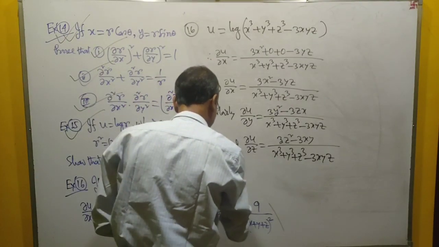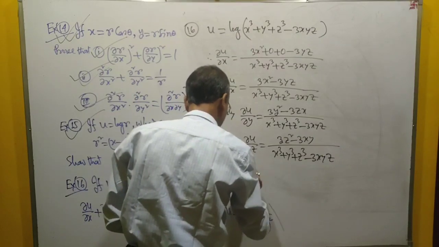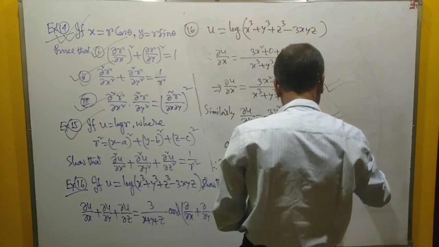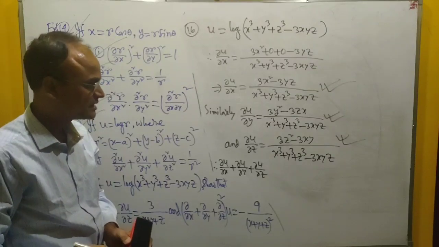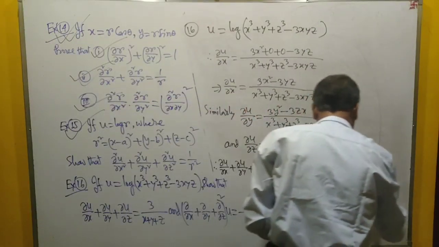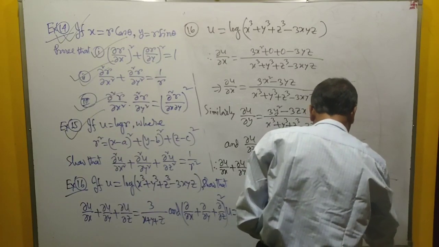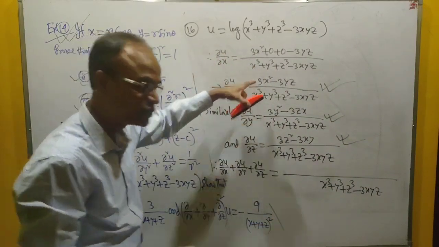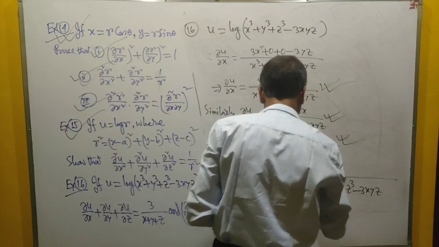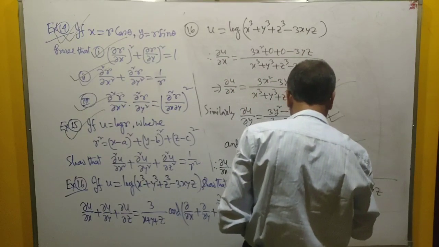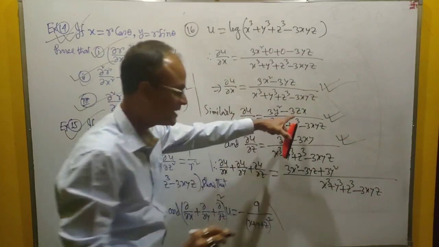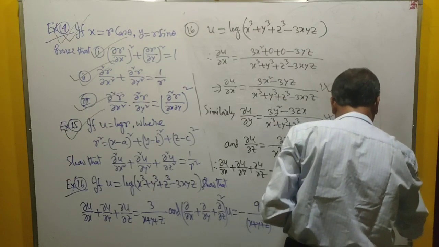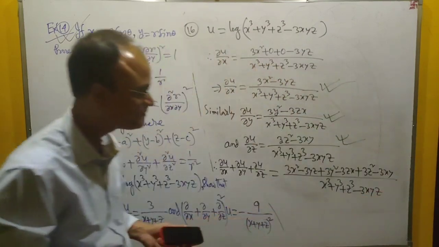Therefore, add the three terms: del u by del x plus del u by del y plus del u by del z. If you add these three terms, then in the denominator you will get x cube plus y cube plus z cube minus thrice xyz, and in the numerator you will get thrice x square minus thrice yz plus thrice y square minus thrice zx plus thrice z square minus thrice xy.